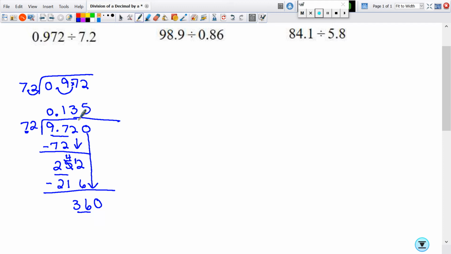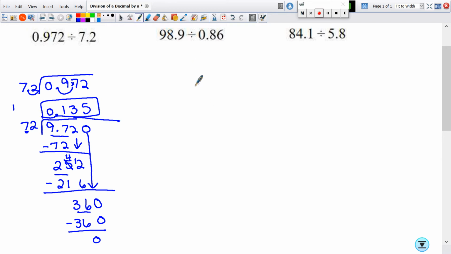So then you do 5 times 2 is 10 and carry the 1. And 5 times 7 is 35 plus the 1 is 36. You subtract and you get 0. Now you're finished. So your answer is 135 thousandths.